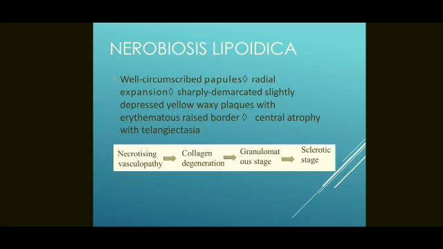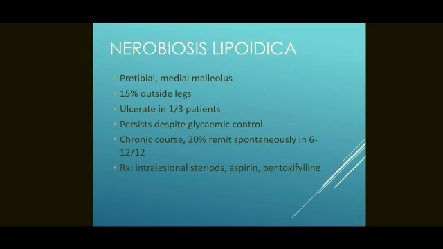Clinically, it presents as well circumscribed papules, radial expansion, sharply demarcated, slightly depressed yellowish waxy plaques with erythematous raised borders, central atrophy with telangiectasia. The pathogenesis is due to the necrotizing vasculopathy causing collagen degeneration, leading on to granulomatous changes, further leading on to sclerotic changes of the skin. It is seen in the pretibial area, medial malleolus, 15% of the patients have it on the outside of the legs, that is lateral part. In 1/3 of the patients, it ulcerates.